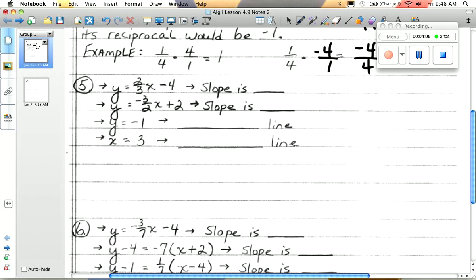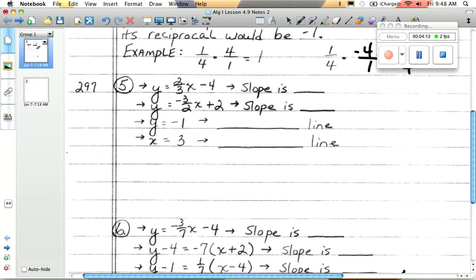Okay, so let's check this one out. Number 5, this was just from the homework page again, page 297. So number 5, y equals 2/3 x minus 4. What's its slope? It's the only thing we have to identify today. What's its slope? 2/3. We don't care about the y-intercept today. We have to with parallelism. We do not have to when we're working with lines being perpendicular.